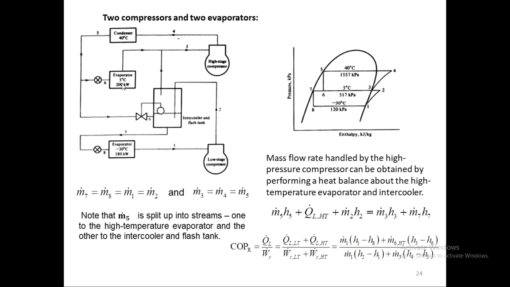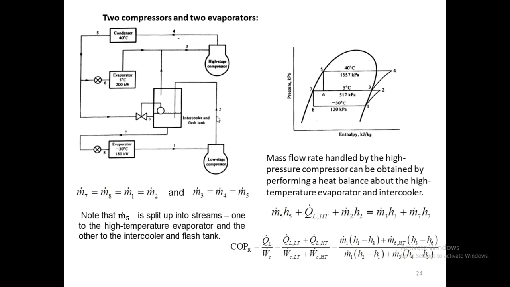What goes into the high temperature evaporator will absorb some heat from the surroundings, and then it will come out of the evaporator and mix with whatever is coming out of the flash tank, and then go to the high stage compressor. The second part, which is coming to the flash tank, the vapor in it, the flash gas, will be removed immediately and mixed with what's coming out from the high temperature evaporator. From here liquid refrigerant will go into the second evaporator, which is the low temperature evaporator, and then after absorbing some heat it will go into the low stage compressor.